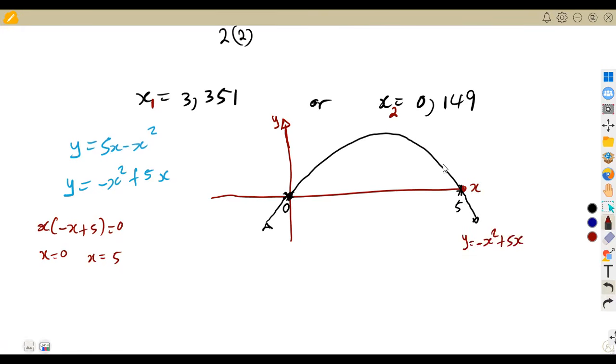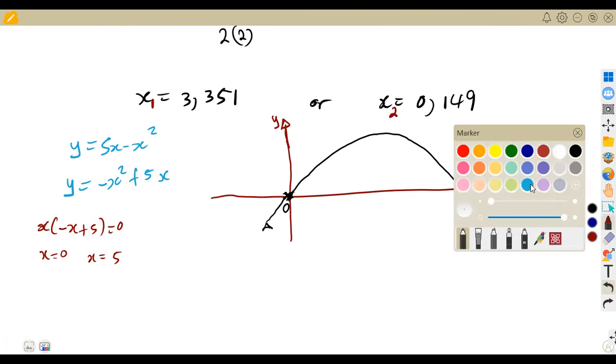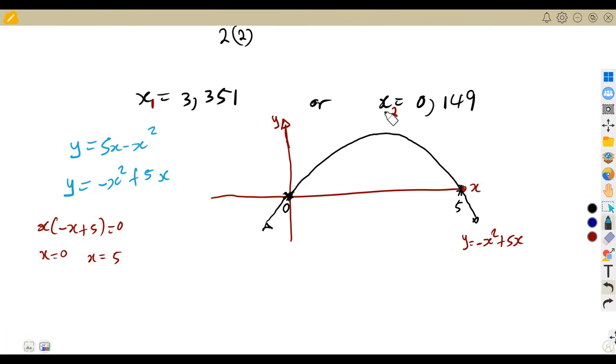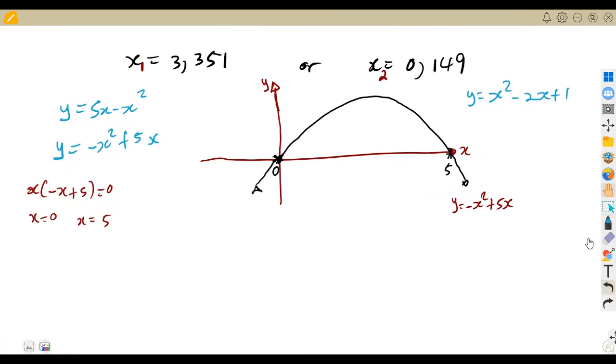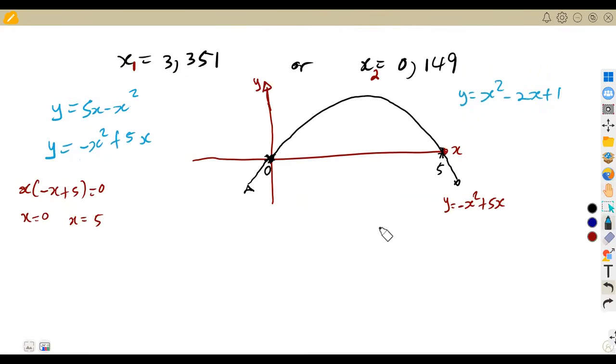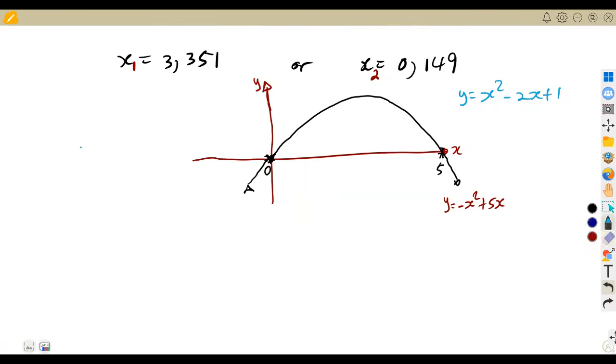Then we've got another graph, y is equal to x squared minus 2x plus 1. Are we going to have the x-intercept in this case? We're just going to check, like in the previous part, so let us check our x-intercept. If y is equal to 0, it means we have x squared minus 2x plus 1 is equal to 0.